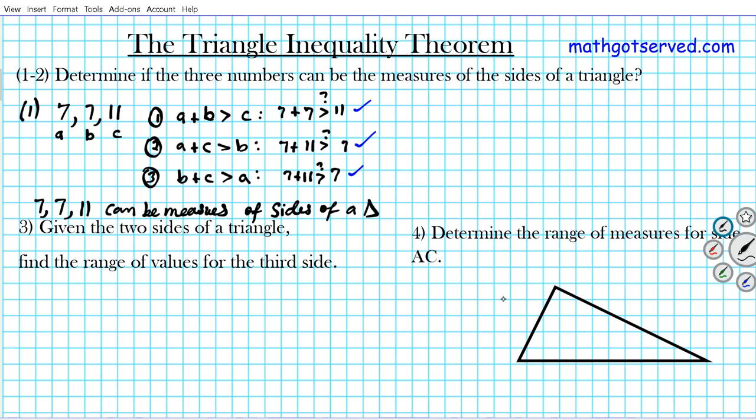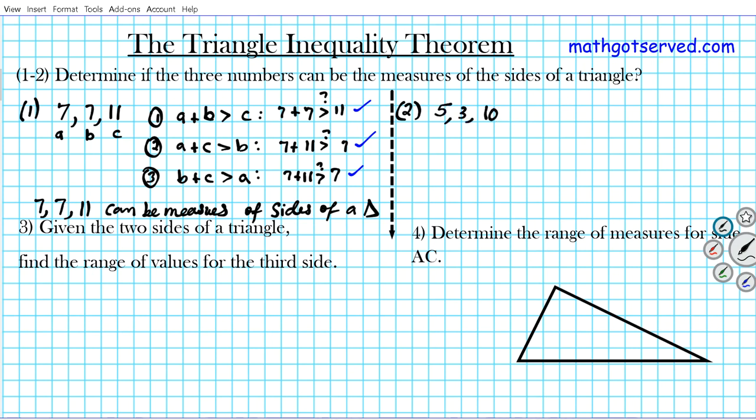Okay, so that's basically how the triangle inequality works. Let's go ahead and try out another example, problem number 2. All right, so for question number 2, let's say we have 5, 3, and 10.